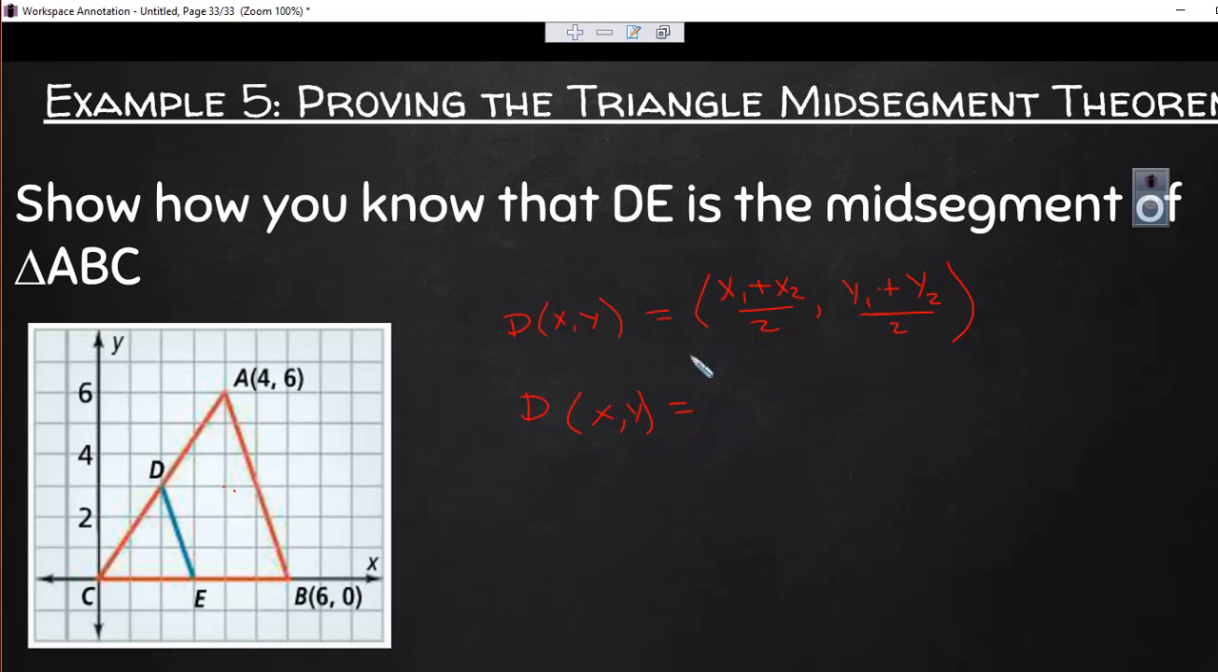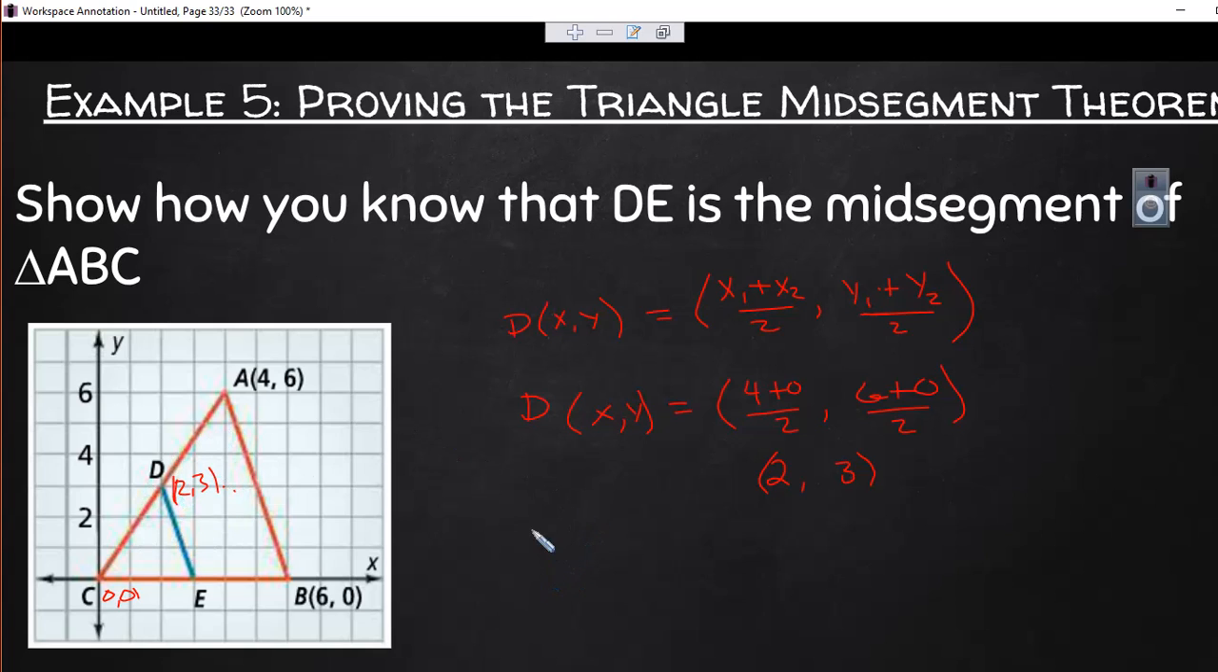For point D, we're going to get 4. Now, C is located here at 0, 0. So this becomes easier. We're going to do 4 plus 0 divided by 2 and 6 plus 0 divided by 2. Well, 4 divided by 2 is 2, 6 divided by 2 is 3, so this point here is at 2, 3. And D is located here at 2 and 3, so we can verify that. So that means that D is the midpoint of this line segment.